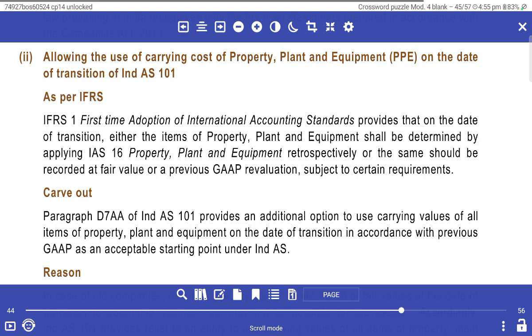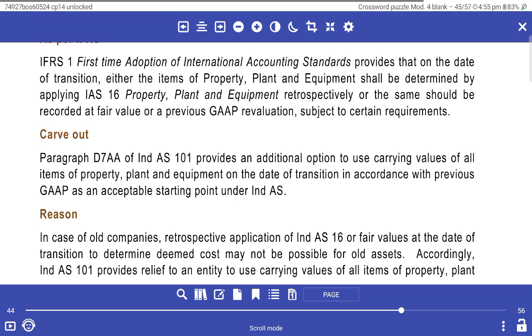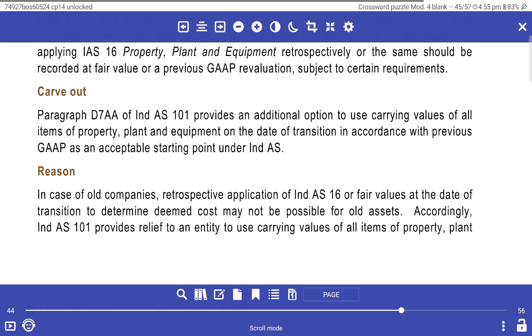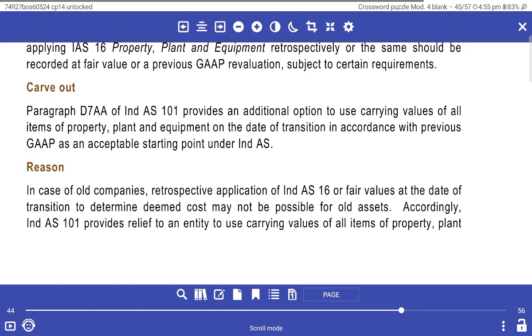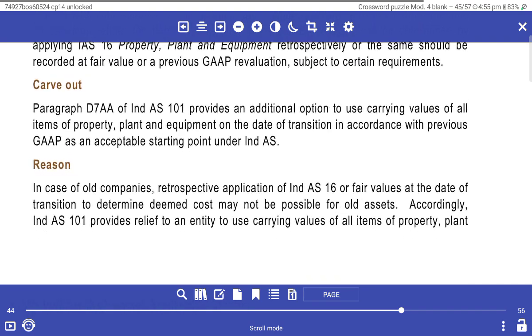Allowing use of the carrying cost of property, plant and equipment on the date of transition to Ind AS: as per IFRS 1, First-time Adoption of International Financial Reporting Standards, on the date of transition, an item of property, plant and equipment shall be determined by applying Ind AS 16, Property, Plant and Equipment, and may be recorded at fair value or at previous GAAP revaluation, subject to certain requirements.